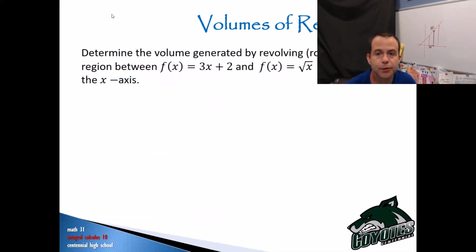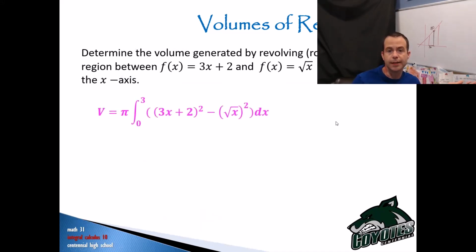All right, so let's go back to this question that I started and we'll just piece that together. So we end up with the volume equals pi times the integration from 0 to 3 of (3x plus 2) squared minus (root of x) squared, okay? Nothing else has changed. We just have to subtract the functions before we begin. But when you look at this question, I could have given it to you in the last lesson or the lesson before that. You've done integrations that look like this. We're just going to clean it up and then integrate each section.